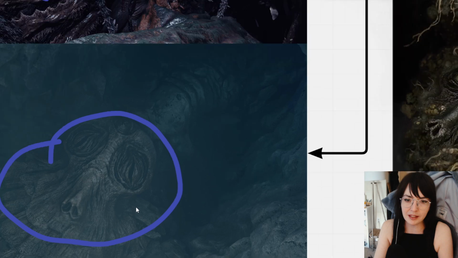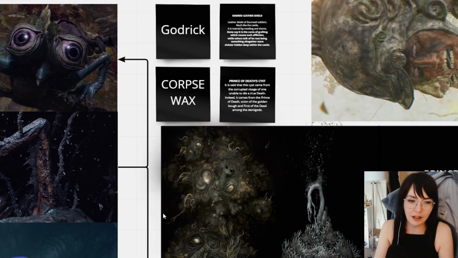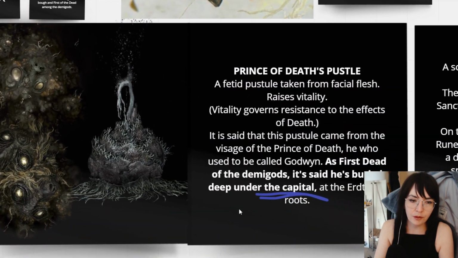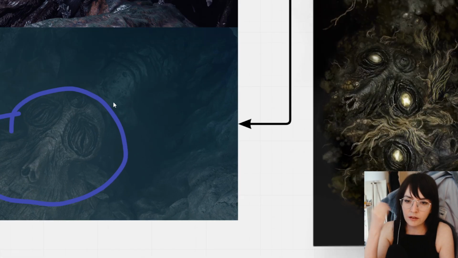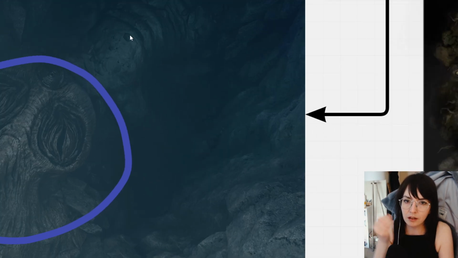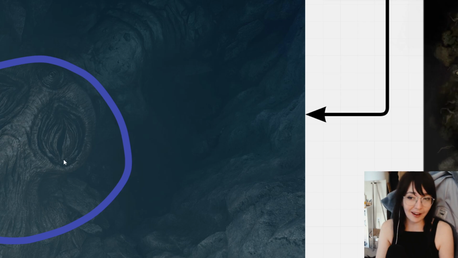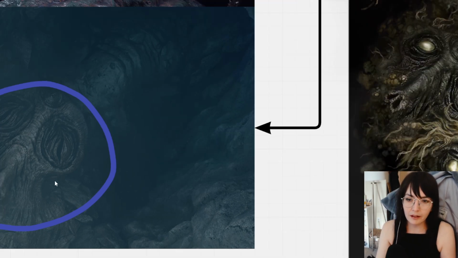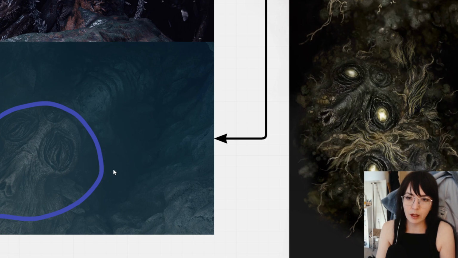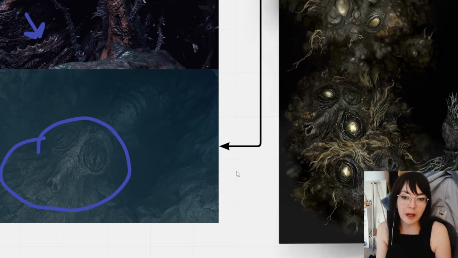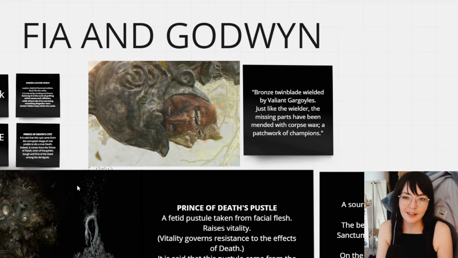But I want to talk about this deathroot that's underneath Stormveil Castle, because we already got confirmation in the Prince of Death pustule that the real Godwyn is buried under the capital. Why is there this giant one under Stormveil? Why does it look untouched? Why are there no marks or gashes on this thing? Why is it missing its eyes? I actually don't know the eye part of it, but I do know that the Prince of Death, this root that is underneath the castle, is actually being used by Godrick, and we'll talk about that right now.